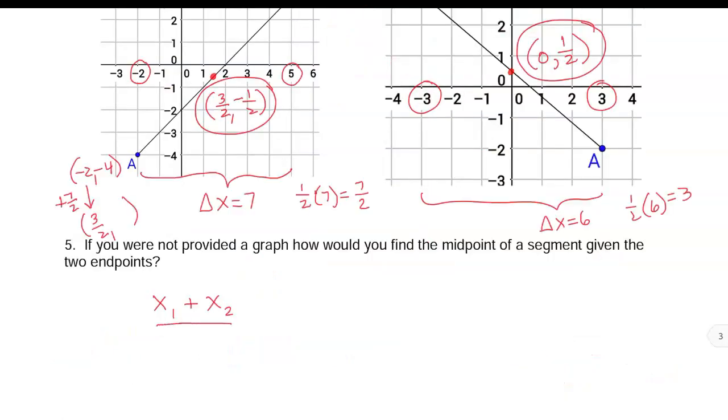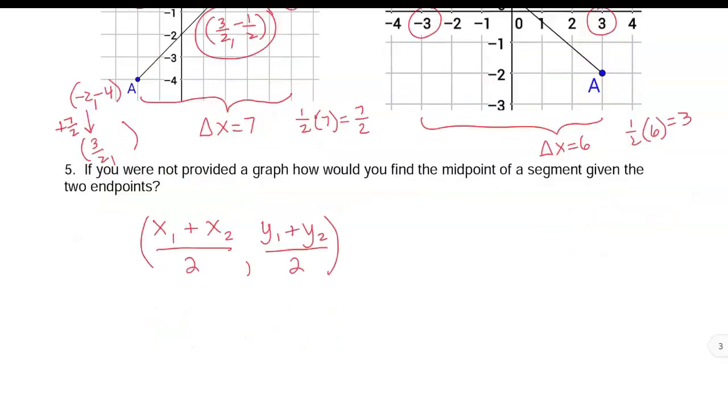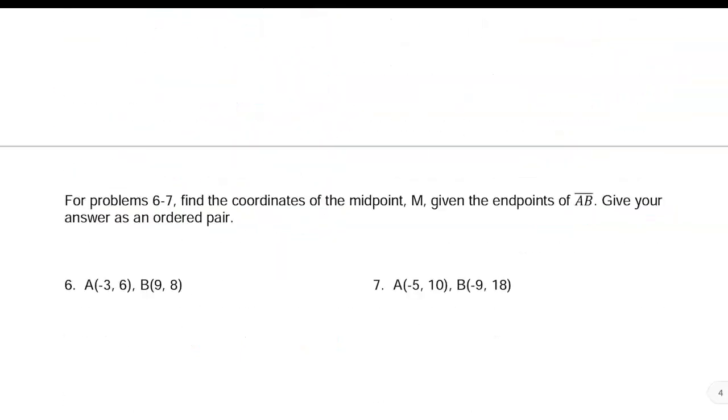Here's a formula to help you find the midpoint if you prefer a formula over the partitioning. Take the x-coordinates and add them and divide by 2. Take the y-coordinates and add them and divide by 2. That'll get you the midpoint, especially when you don't have a picture handed to you.